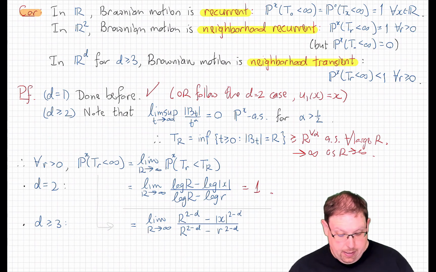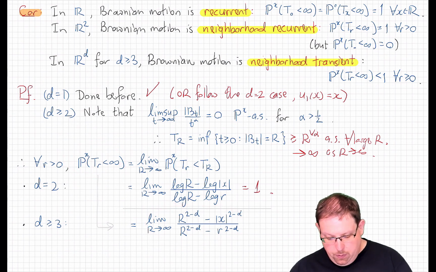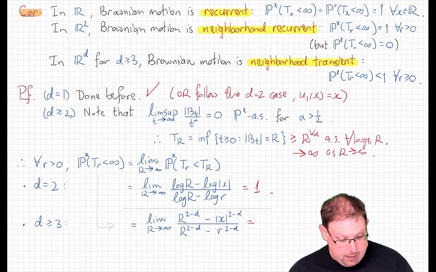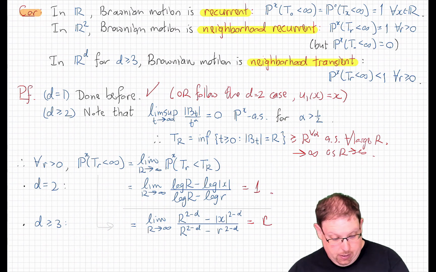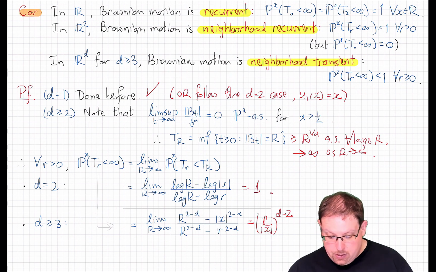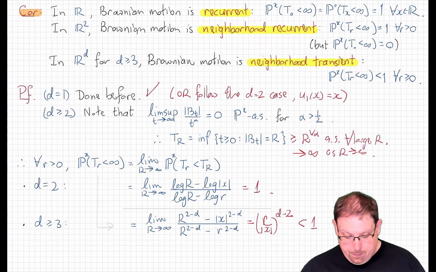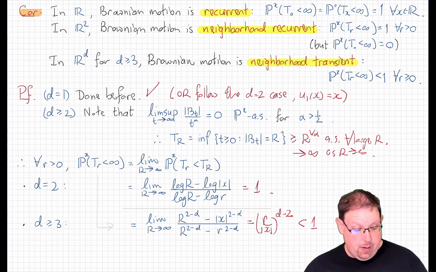On the other hand, in dimensions 3 and higher, this probability is the limit of this ratio. And now, because when d is greater than or equal to 3, this goes to 0 as capital R goes to infinity, this just tends to the ratio of these two things, which it's more convenient to write with a positive exponent as r over the modulus of x to the power d minus 2. Since x is in the annulus whose inner radius is r, this is strictly less than 1, this is greater than 0, and so that is less than 1, which proves the neighborhood transience of Brownian motion in dimensions 3 and higher.